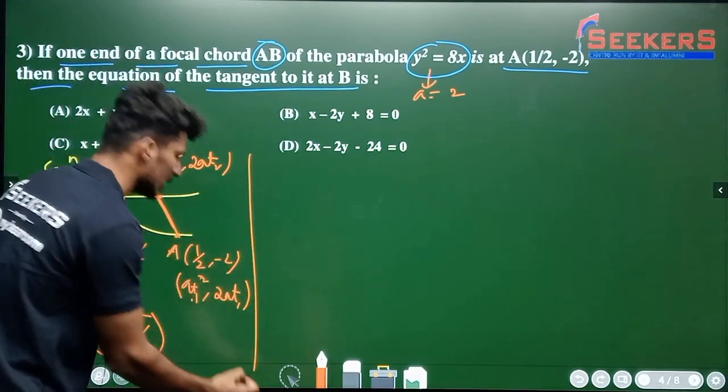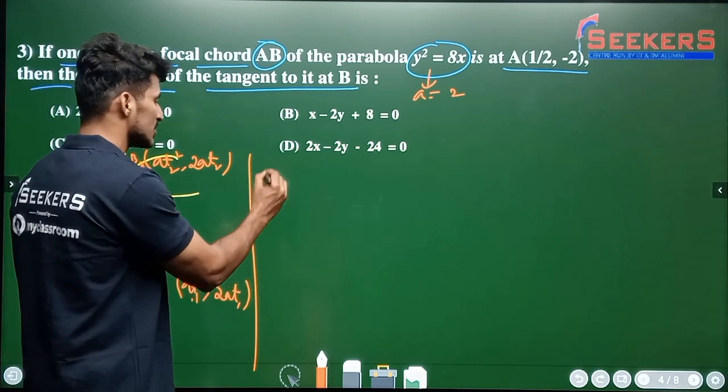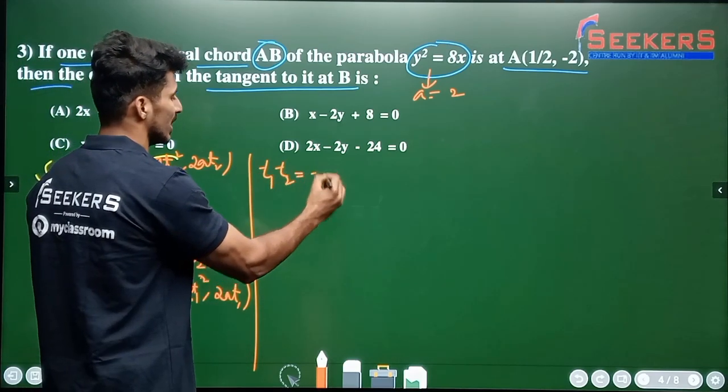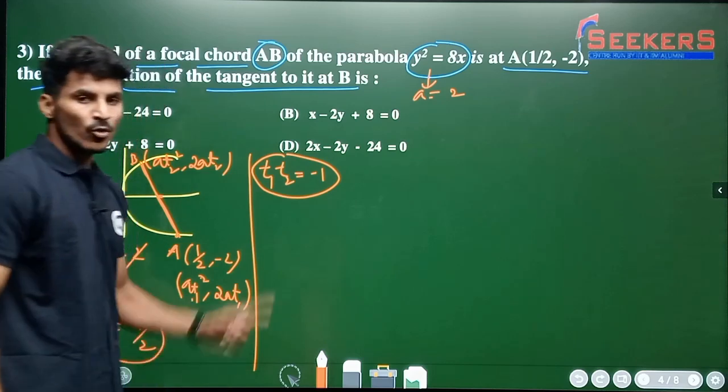What is the condition for focal chord? Yes, I'm sure you might have studied that, which is t1 t2 is equal to minus 1. This is the condition for focal chord. How can we prove that?